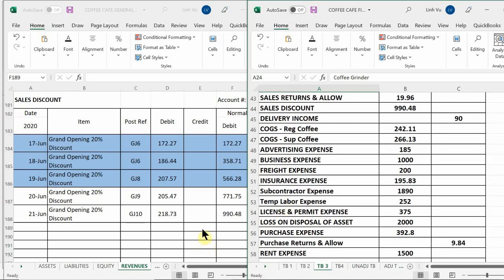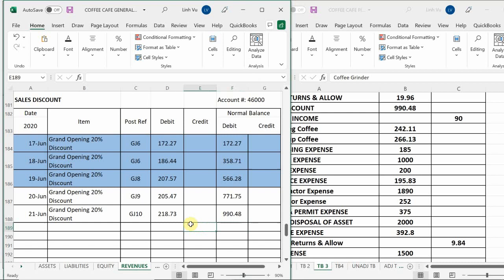Okay. So again, let me get that number again for sales discount. Yes, so the 771 becomes $990.48. Thank you. Mm-hmm.